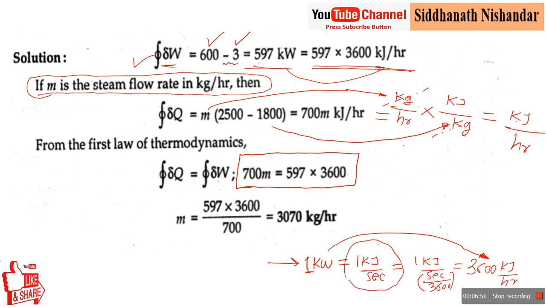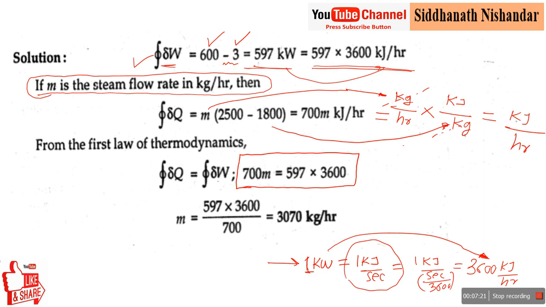We need it in kilojoule per hour. Just seconds are converted into hours. We know that 1 hour is equal to 3600 seconds. So when second is converted into hour, the second is divided by 3600, so it becomes a multiplication. Just simply multiply by 3600. So we can get 1 kilowatt is equal to kilojoule per hour, just multiply by 3600.